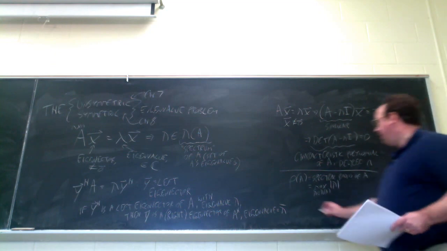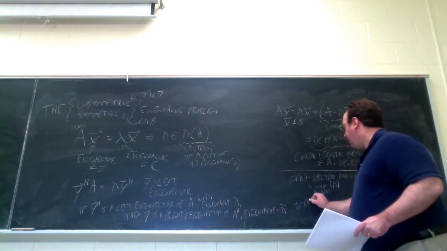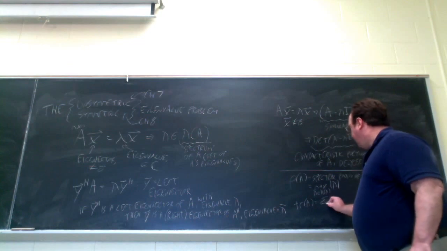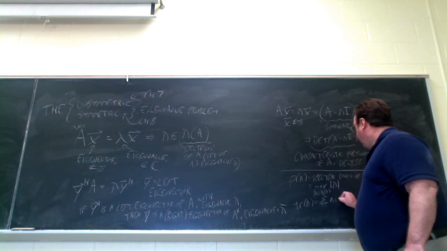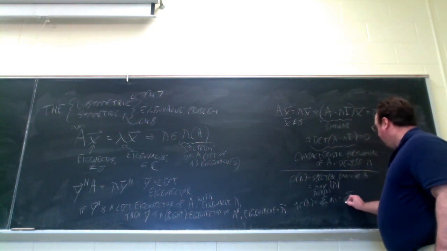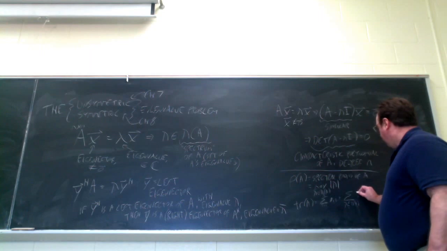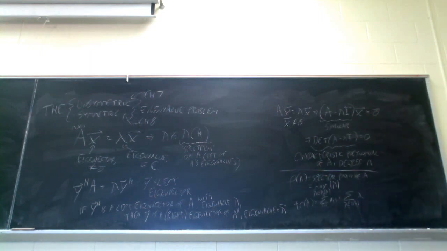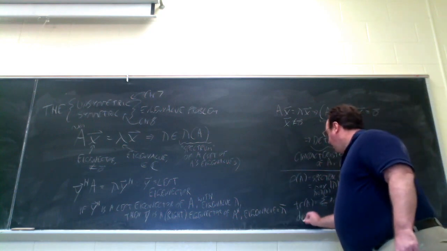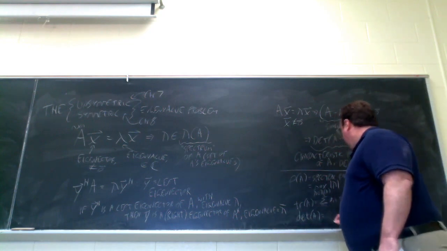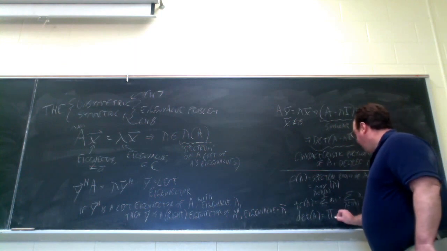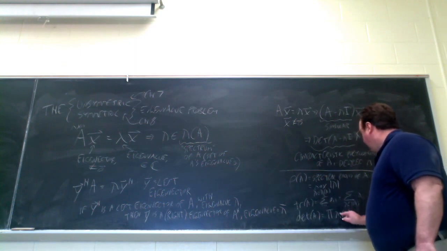We also have the trace of A, which is defined to be the sum of all the diagonal entries, but that is also the sum of all of the eigenvalues. And finally, the determinant is the product of all of the eigenvalues.